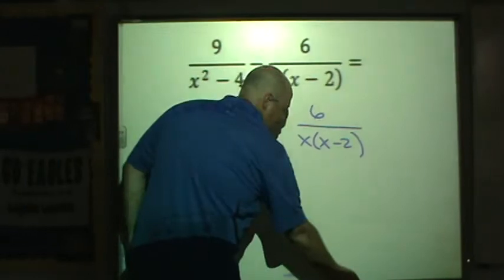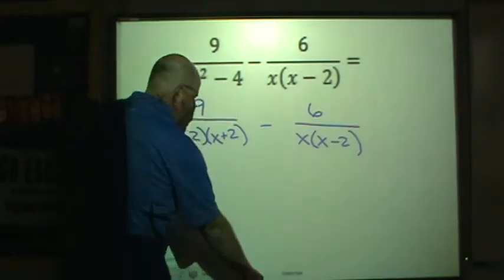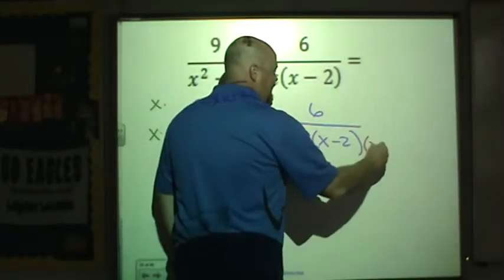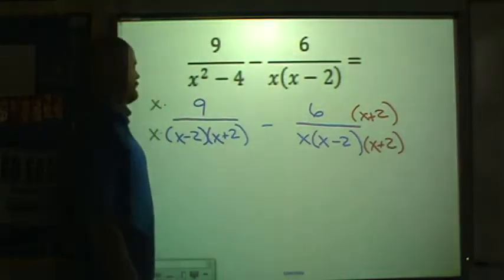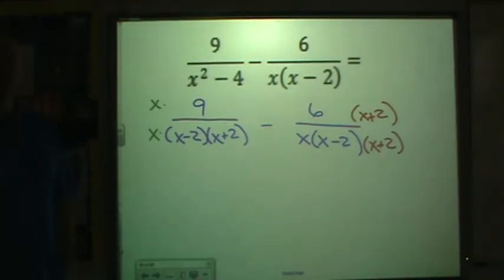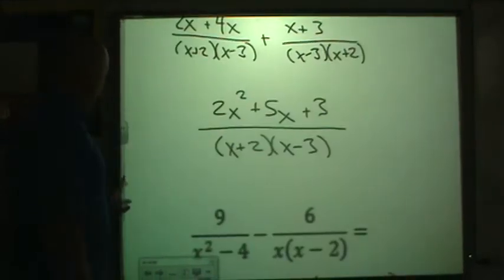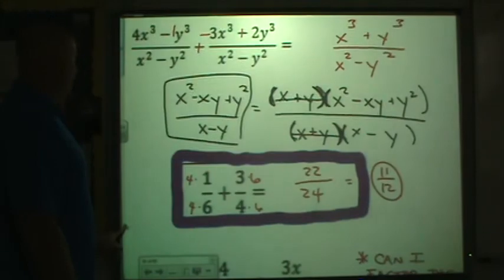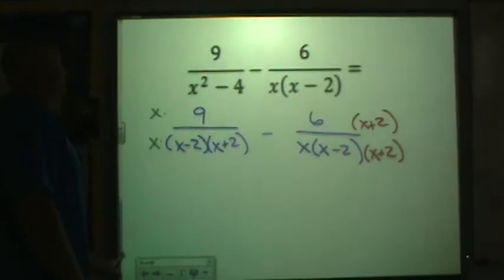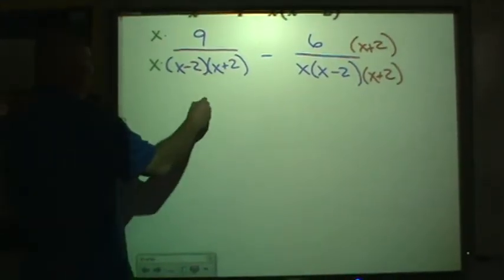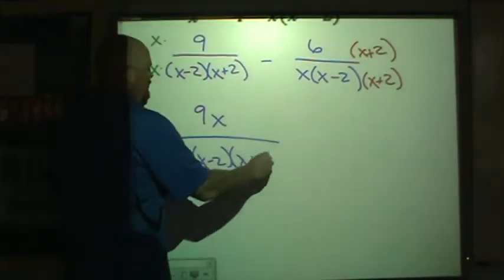So I'm going to take this x and multiply it over here. And I'm going to take this x plus 2 that is in that denominator, and bring it over here. Now we have all of the same parts in our denominator. So I got 9x over x times x minus 2 times x plus 2.